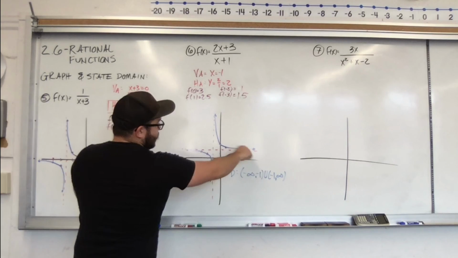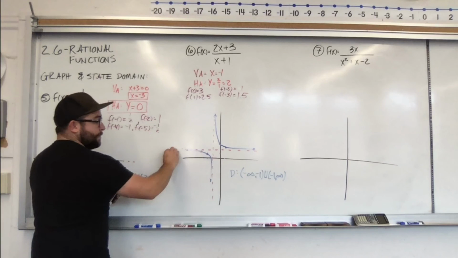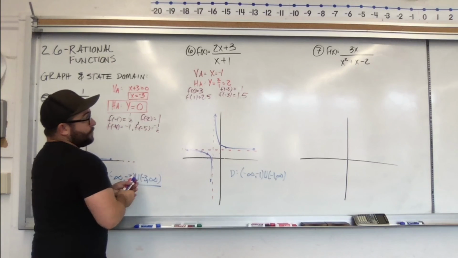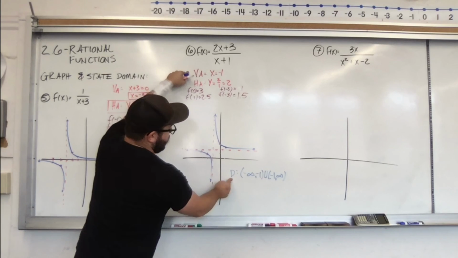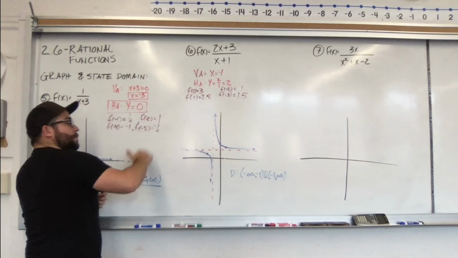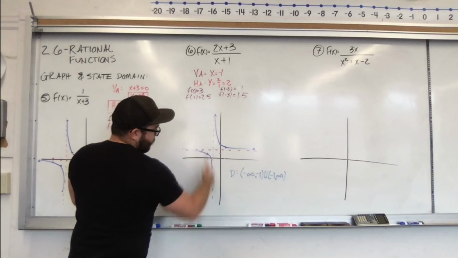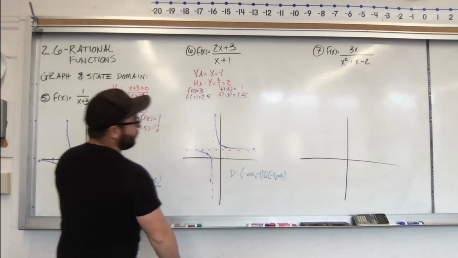We can kind of finish sketching them off. Again, they're never crossing the asymptote, just getting really close. And then our domain, which is connected right with our vertical asymptote, we see that it is excluding the point, or that whole section of x equals -1.